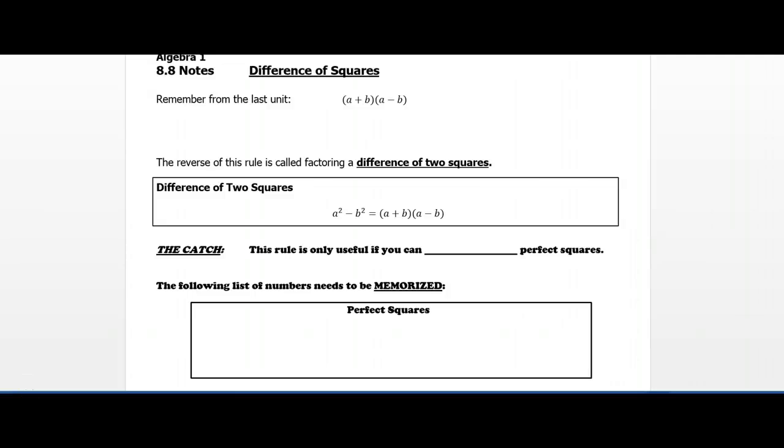Hey guys, this is going to be the last video in Unit 8, and in this video we're going to look at how to factor what's called a difference of squares.